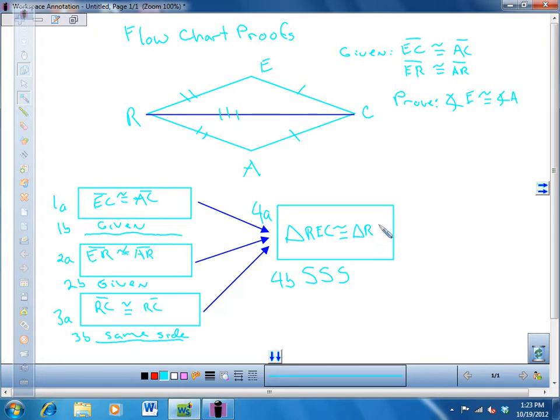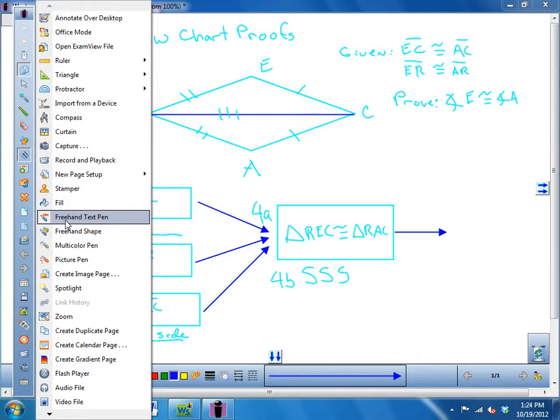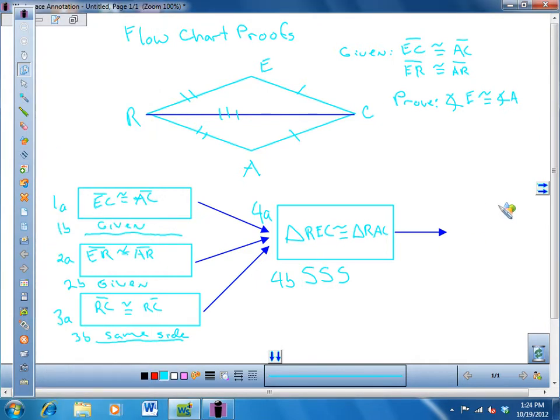And finally, that allows me to conclude what I'm trying to prove. What I'm trying to prove is that angle E is congruent to angle A. Look at that, that's a cool tool. And that is CPCTC.